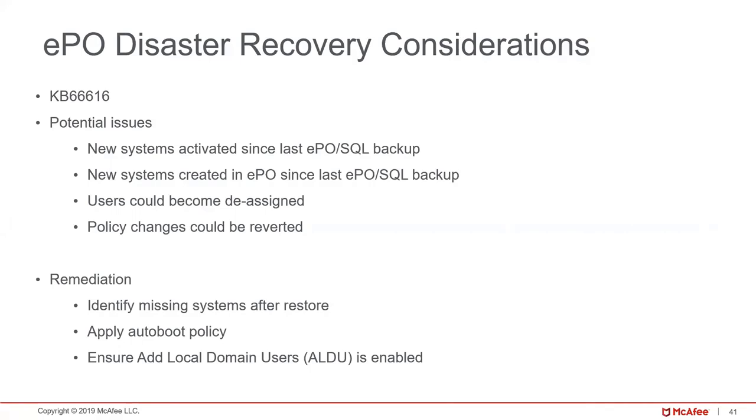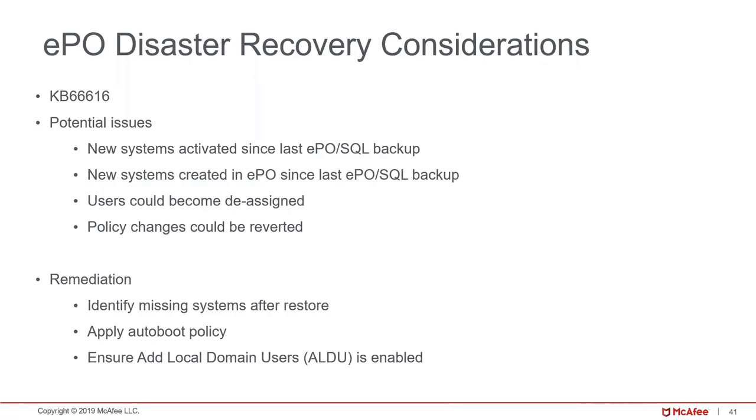To address these issues, we can identify any missing systems after the restore. You can temporarily apply an automatic booting policy to prevent the impacts that can come up from the user situations, because a machine object that was added after the last backup that will no longer be in EPO when you restore to that backup would potentially lose its users. This prevents the impact until you're able to use that add local domain user functionality or manually assign users to the system.